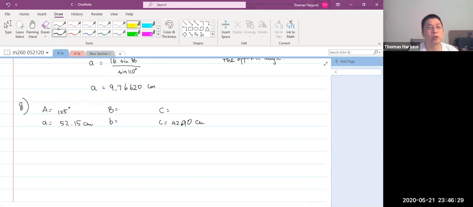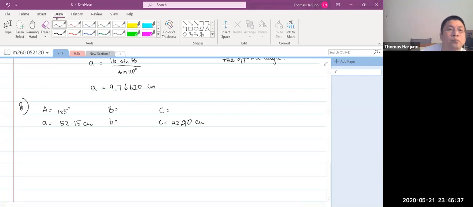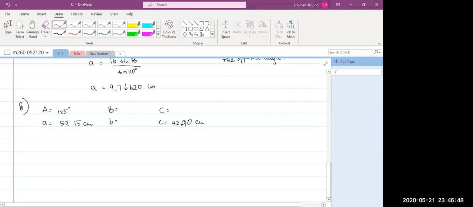Which of these three can we find first? Angle B, angle C, or side B? Which of these can be done first? What? Find B. I can't hear you clearly.